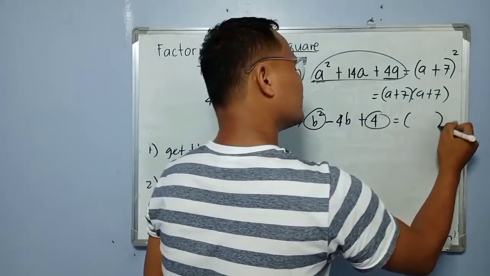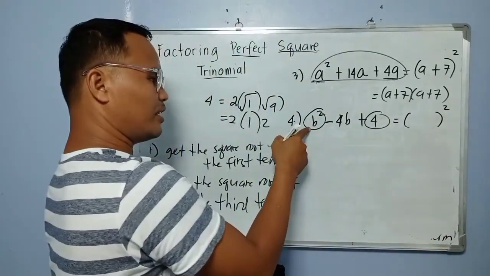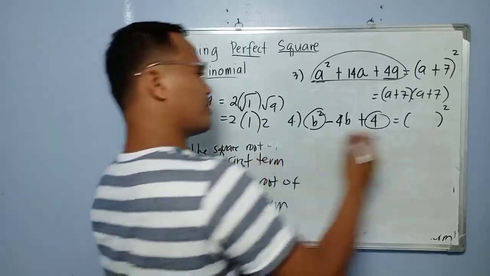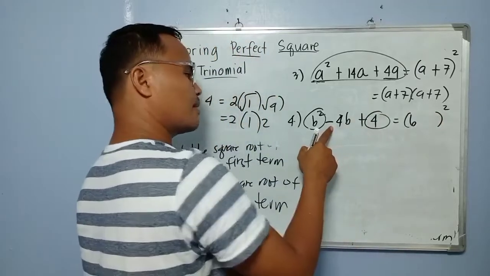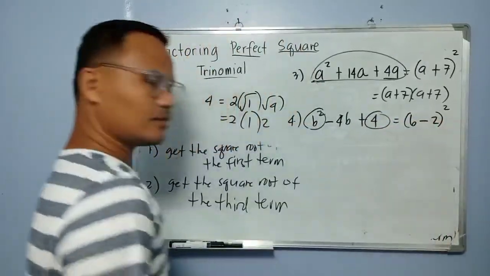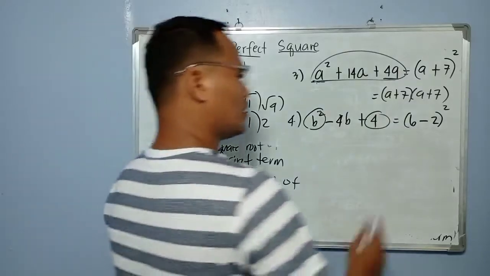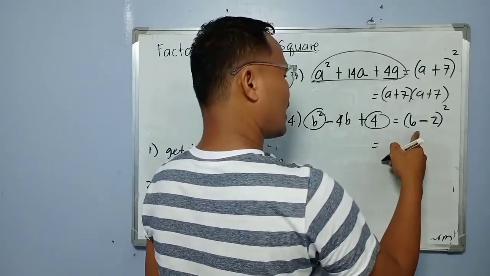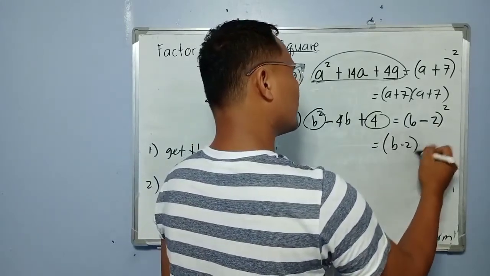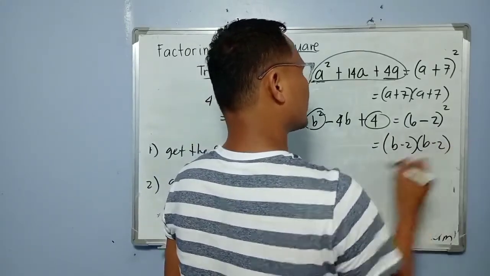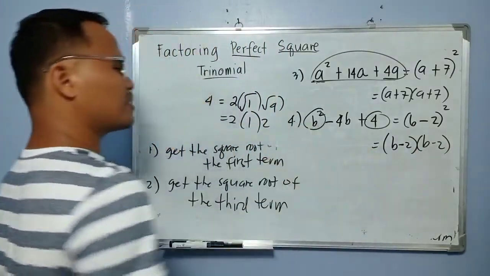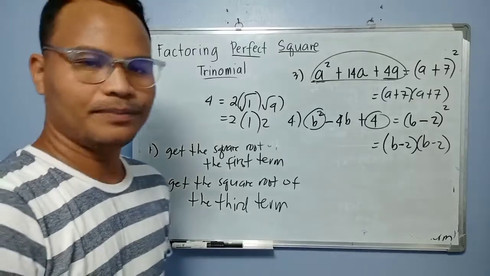So create the square root of b squared. Let us apply it here. Square root of b squared is b. What is the operation here? Minus. Square root of 4, which is 2. Let us rewrite this into two factors. So we have b minus 2 times b minus 2. These are now the factors of b squared minus 4b plus 4.